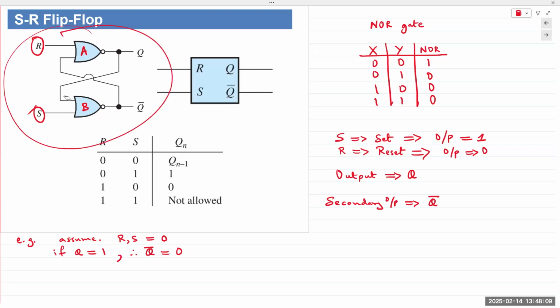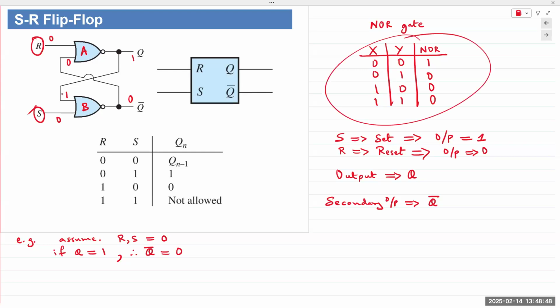Now, let's turn our attention to the diagram. S is 0, R is 0, Q is 1, Q naught is 0. Q is fed back to the input of B, so it's 1 here, and 0 here. Look at the truth table for the NOR gate. NOR gate B, inputs are 1 and 0. What is the output? Look at this table. The output of gate B is zero.